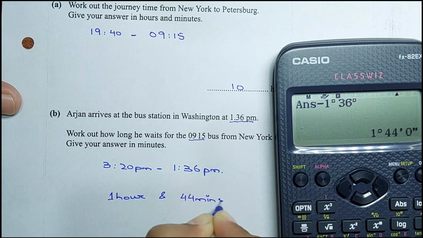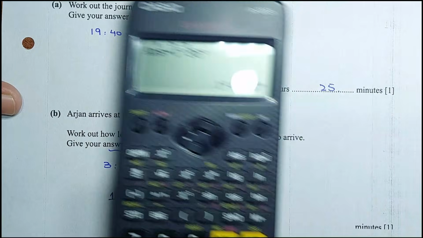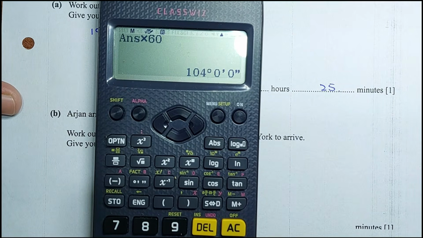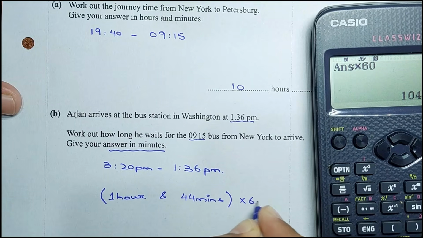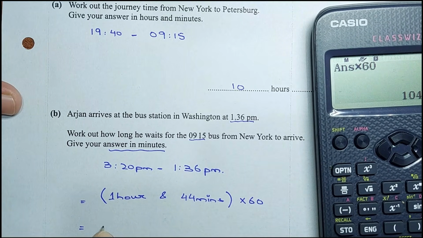But we have to find the answer in terms of minutes, so we multiply the hours by 60. This implies we have 104 minutes. He waits 104 minutes.